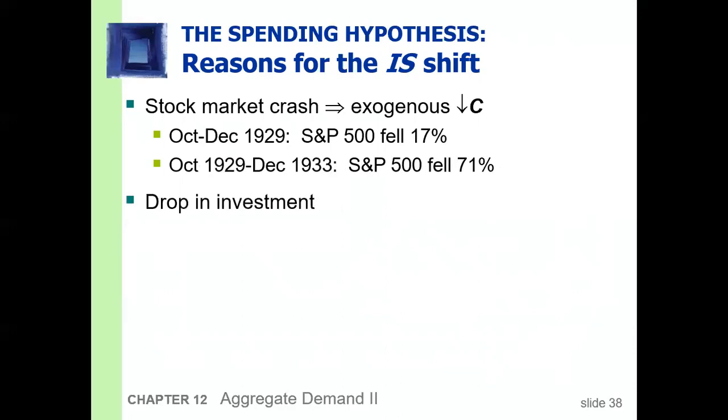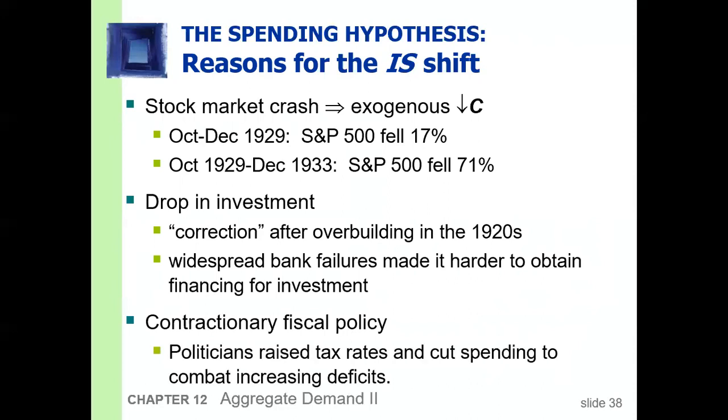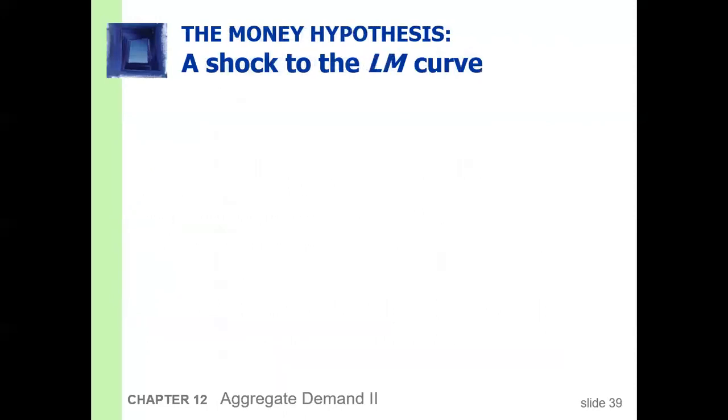Also, a drop in investment: a correction after overbuilding in the 1920s, and widespread bank failures made it harder to obtain financing for investment, and so on. And contractionary fiscal policy, as politicians raised tax rates and cut spending to combat increasing deficits, which is very contractionary according to what we studied in our model. This is about the IS curve.